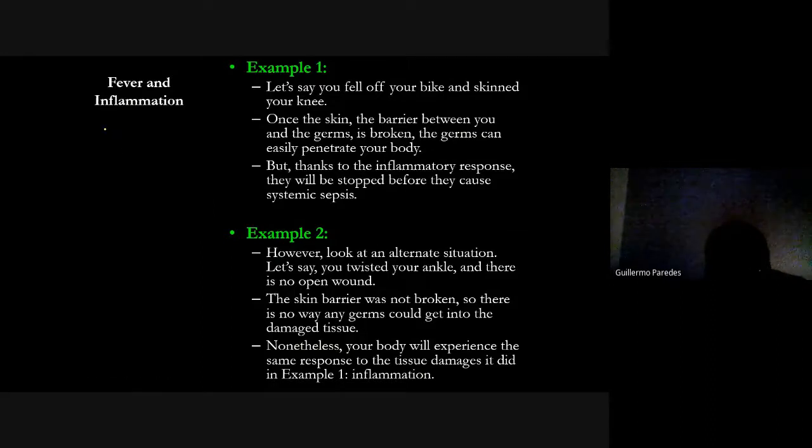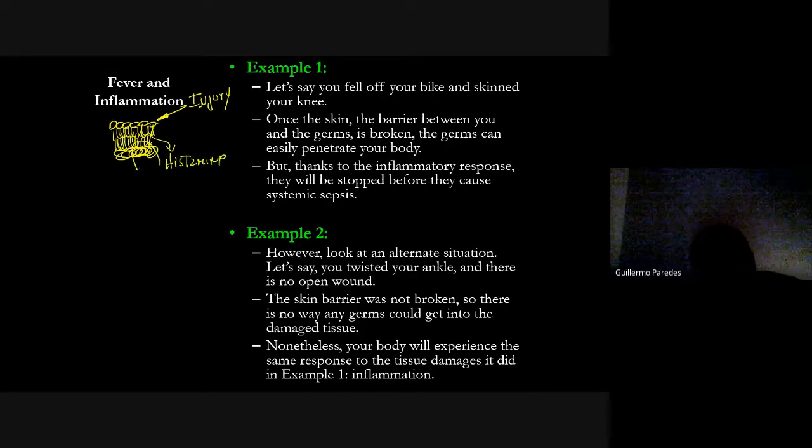All right, so we have inflammation. What is this? Cell membrane. And you have an injury here. This injury is releasing histamine. The histamine goes to the cells and activates the phospholipase enzyme, and the phospholipase is going to produce arachidonic acid.